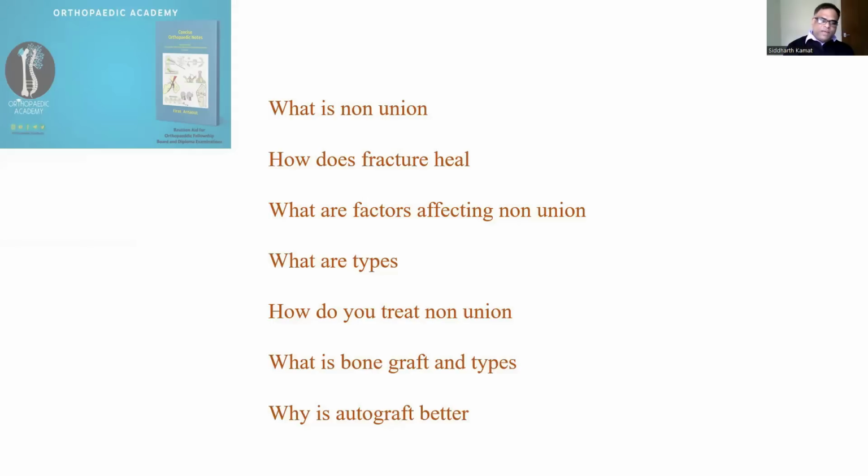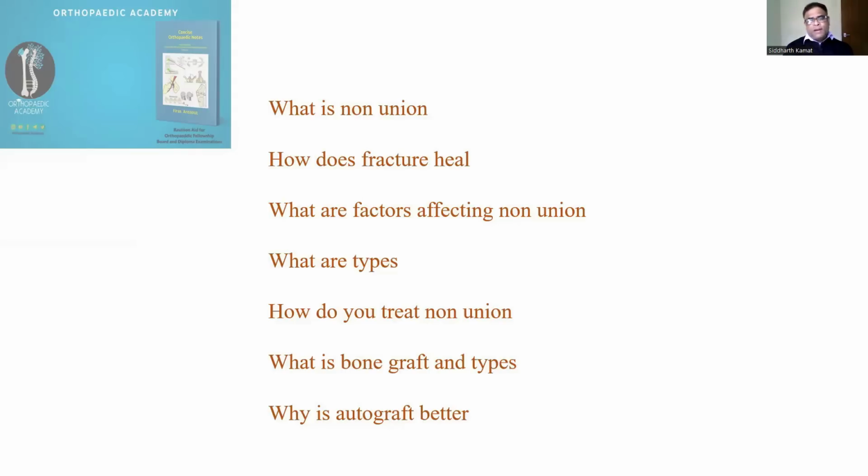So what is bone graft, which we need to use in atrophic non-union? Bone graft is a material that helps bone formation. It is used in non-union of fracture, in fusion of joints, and in filling gaps when we have removed something. For example, like a benign tumor.